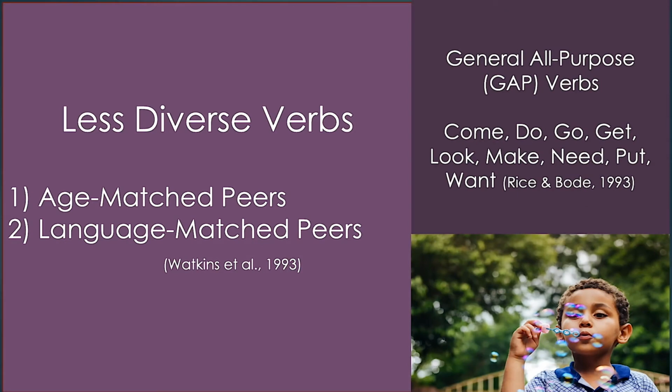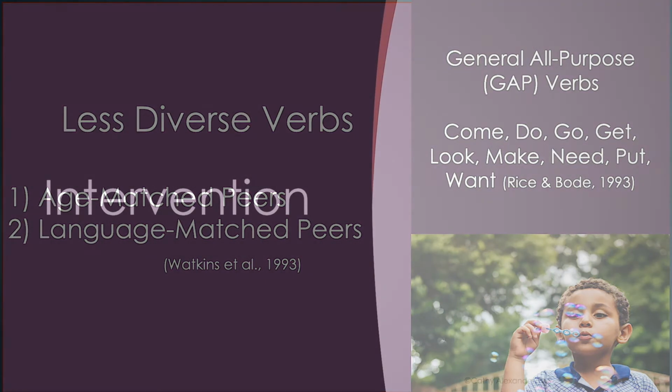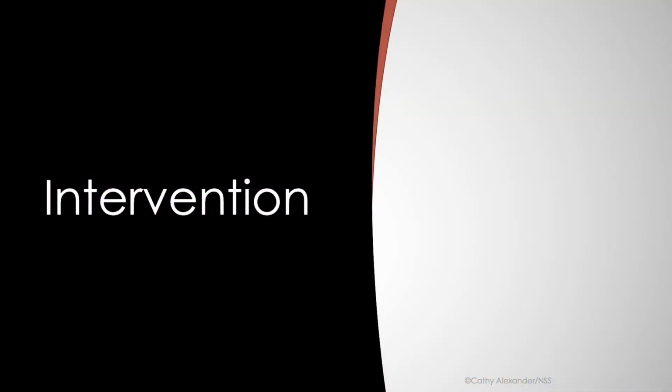Rice and Bode found that children with language impairments tend to rely on this small set of gap verbs for 40 to 50% of their verb productions when they are under pressure to talk. So listen for the overuse of these general, simple gap verbs. Now we're going to talk about intervention.